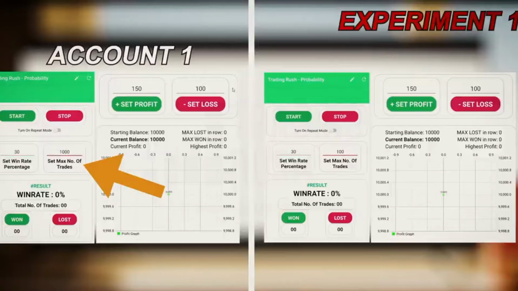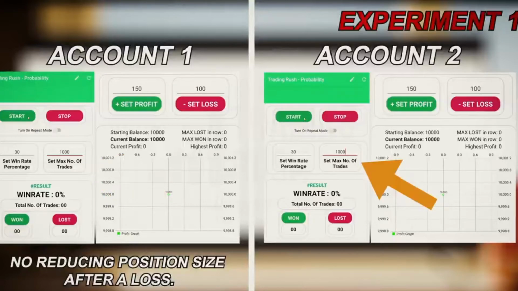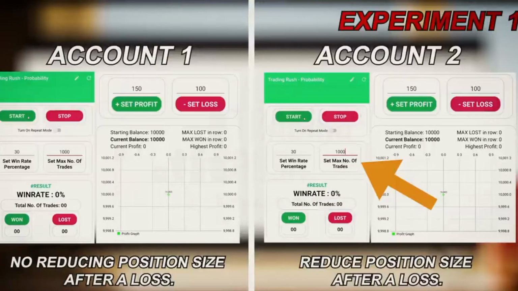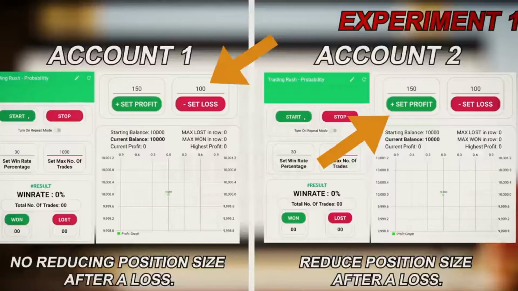On one side, we will simulate 1,000 trades with no adjustment to position size when there is a loss. For example, we will risk 1% per trade, and if there's a loss, we will still risk 1% of the initial capital. On the other side, we will simulate 1,000 trades, but this time we will reduce the position size when there is a loss. For example, if the account gets smaller, we will risk 1% of the current capital and not 1% of the initial capital. To make sure there will be more losing trades in the experiment, I used a 30% win rate and a 1.5 to 1 reward-risk ratio.